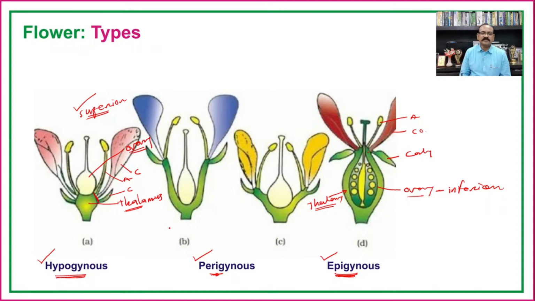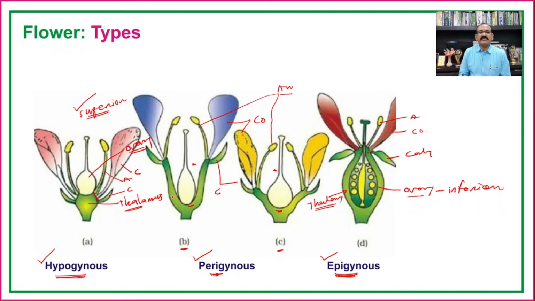In this figure B and C, we are seeing the development of the calyx, corolla and androecium. They are neither developing from the base of the ovary nor from above, and hence we can say that one half of the ovary is present inside the thalamus.